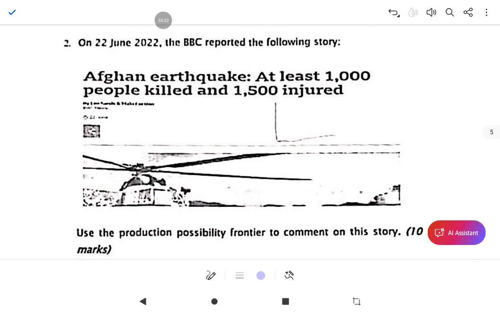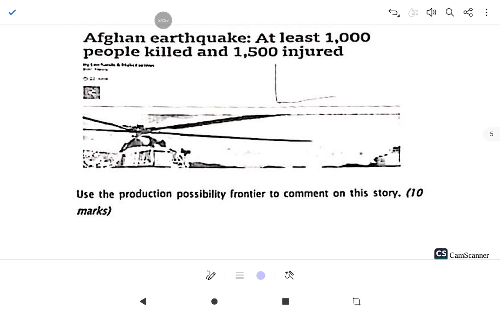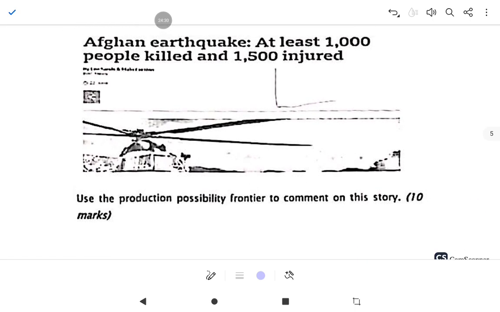We are now going to look at this question on using the production possibility frontier to comment on the story, 10 marks again. And I will tell you again, if you know that a particular topic has diagrams, know the diagrams so that you can use them to make your justifications in the manner in which you answer. So this scenario that is posed to us on an event such as an earthquake is trying to test our knowledge on what that would mean with regards to shifts in the production possibility frontier.